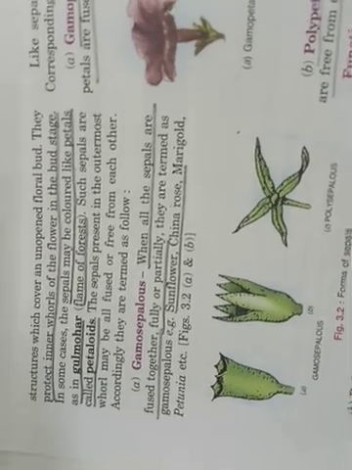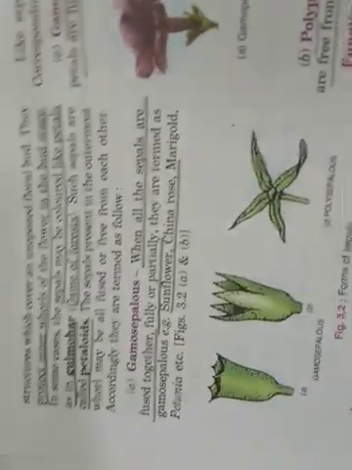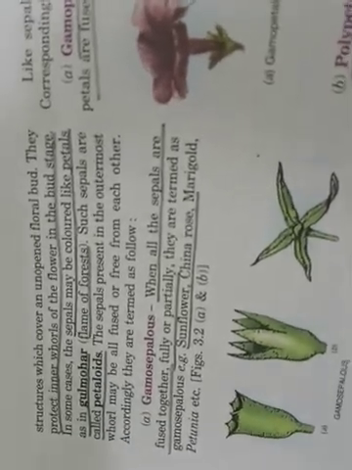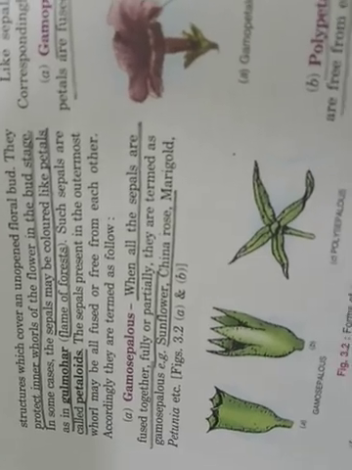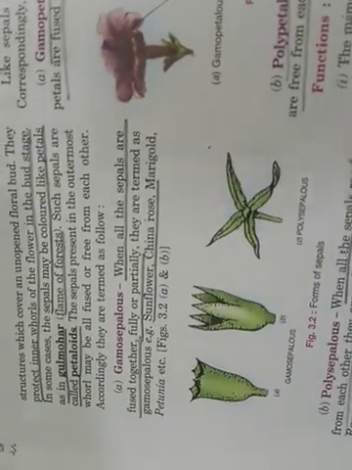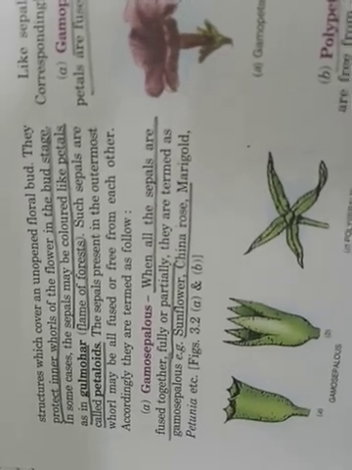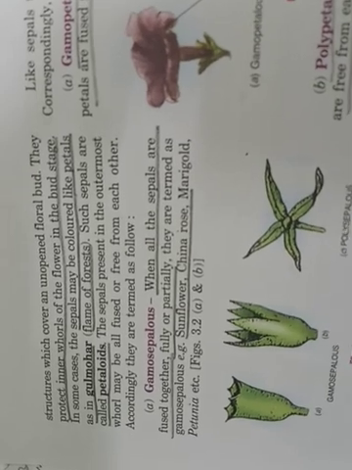That means the main function of the calyx is to protect the flower when the flower is in the bud stage. It protects the inner rolls of the flower. In some cases, the sepals may be colored like petals. Mostly these sepals are green in color, but sometimes they are colored like petals, as in gulmohar, which is also known as flame of the forest.